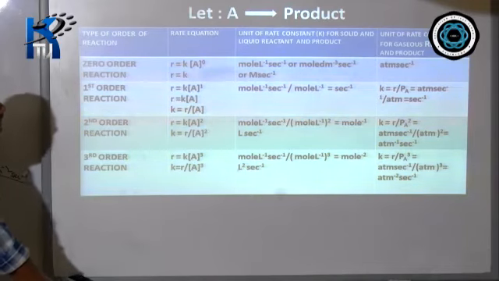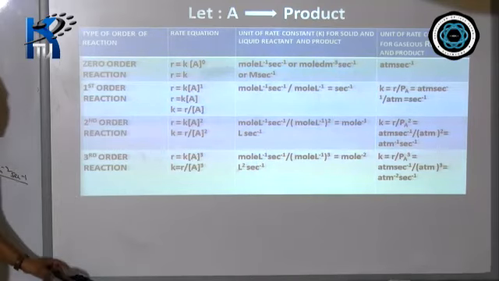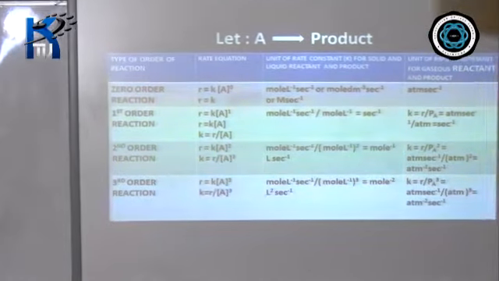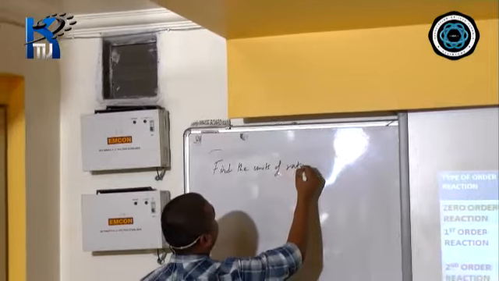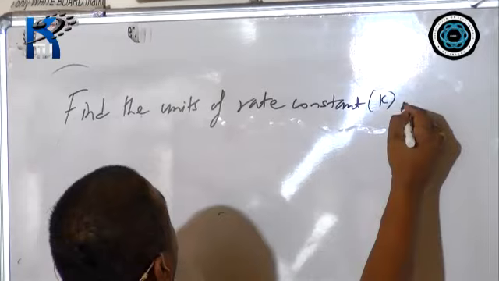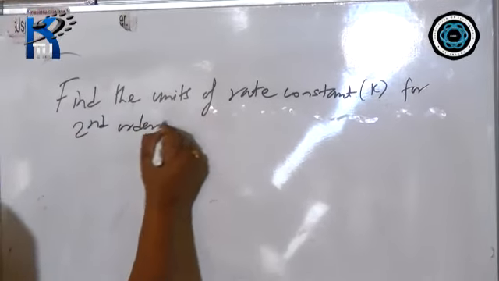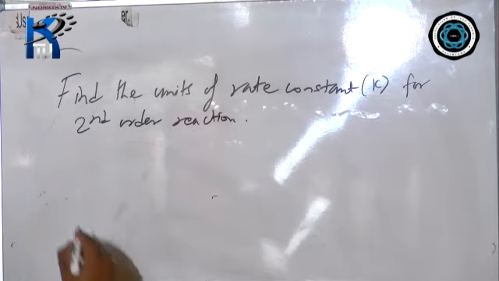This table you need to learn how to derive, students, but nothing to mug up here. Now I am giving you randomly one question here. No need to mug all this. Suppose my question is this one: find the unit of rate constant for second order reaction. Suppose if I give you this question, second order reaction. Now how to approach this question?